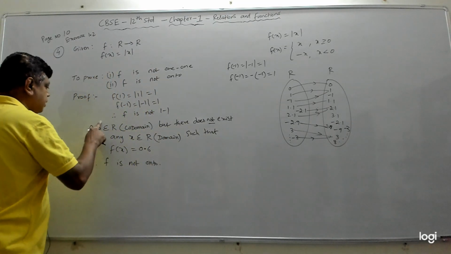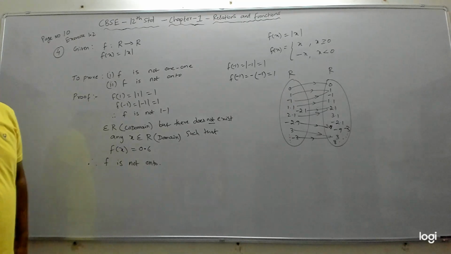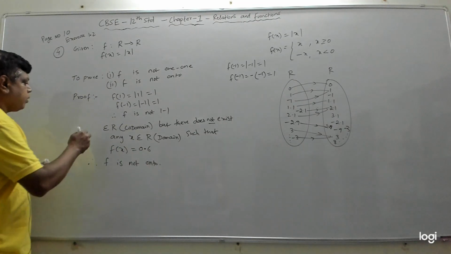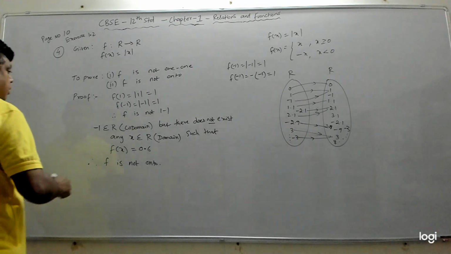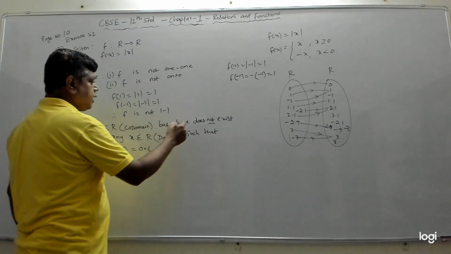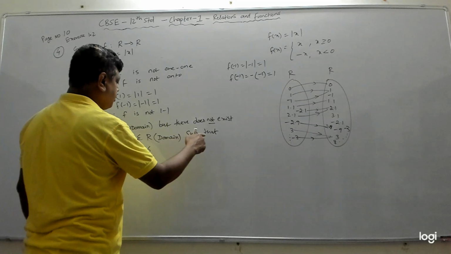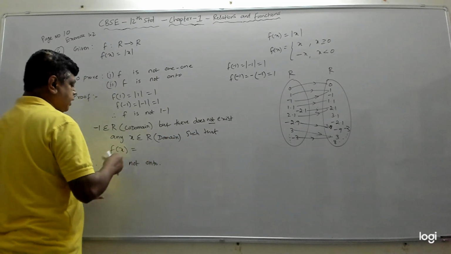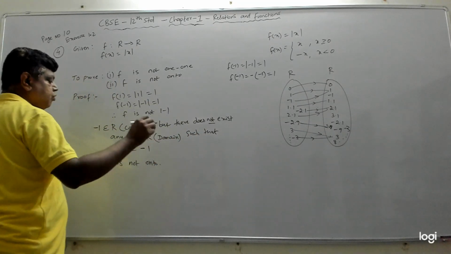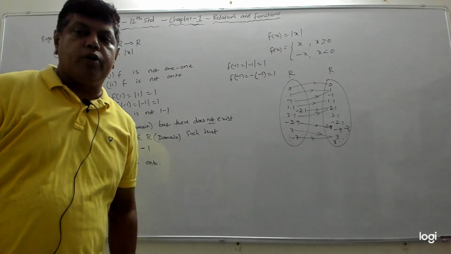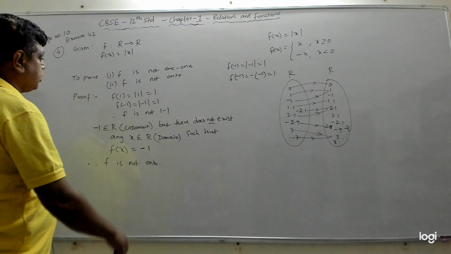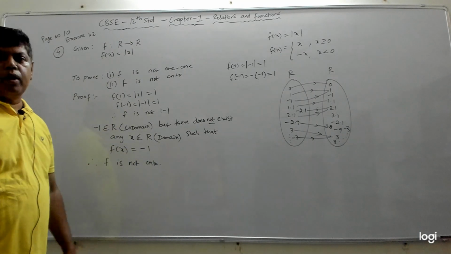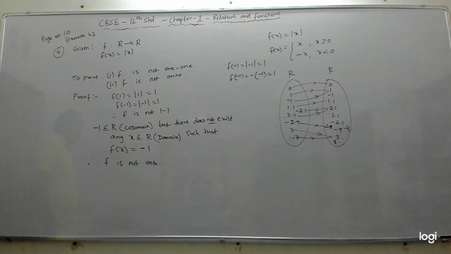So how do we prove it? We'll say minus 1 belongs to R, the codomain, but there does not exist any x in R, the domain, such that f of x is equal to minus 1. Therefore, f is not onto. So this is how we prove that f is not an onto function. So f is not 1 to 1, and f is not onto. All of you can take the notes.